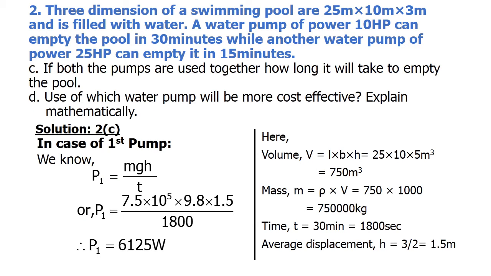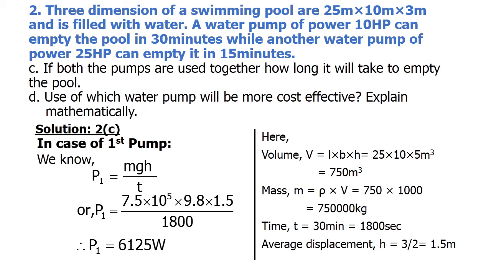Now creative question number 2. The three dimensions of a swimming pool are 25 meter, 10 meter and 3 meter, and it is filled with water. A water pump of power 10 HP can empty the pool in 30 minutes, while another pump of power 25 HP can empty it in 15 minutes. Question C is, if both of the pumps are used together, how long will it take to empty the pool? And question D is, use of which water pump will be more cost effective?